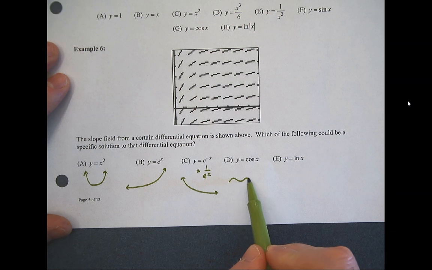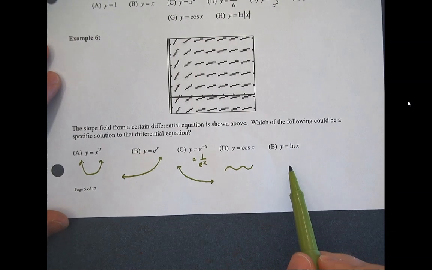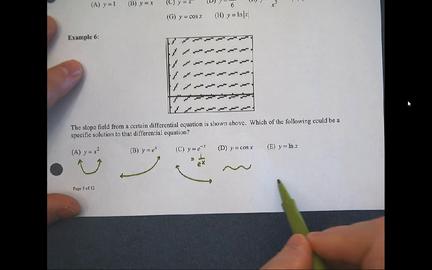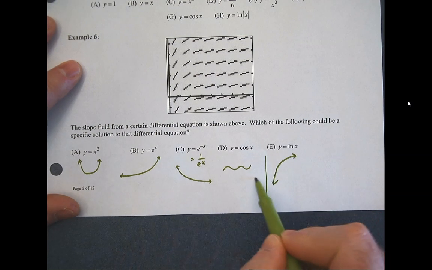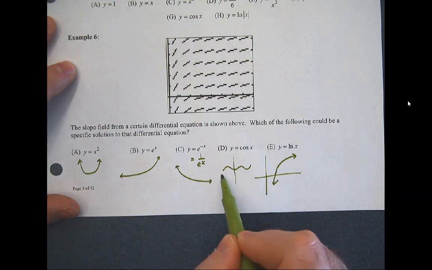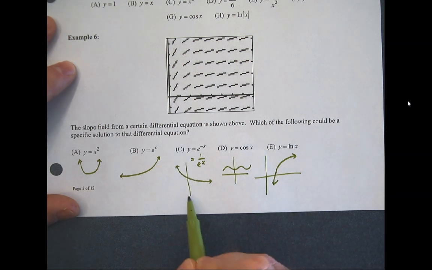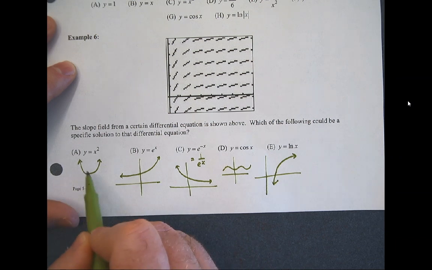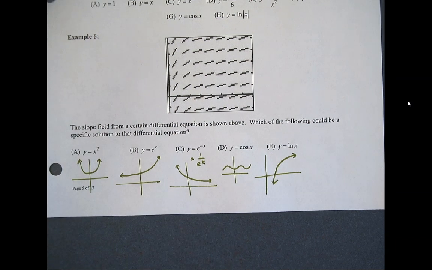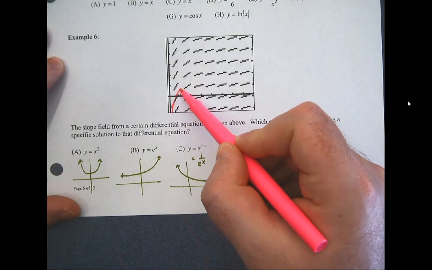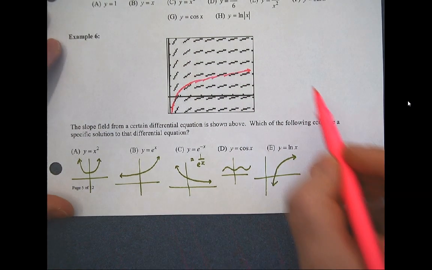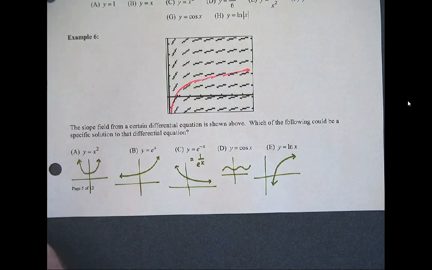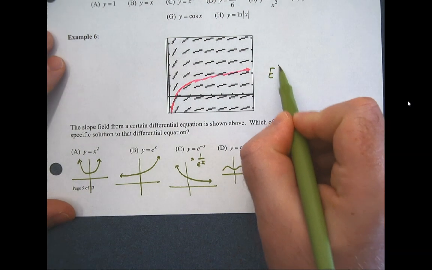Sine and cosine, we already talked about those. It looks something like this. Natural log is the same as e to the x, except instead of growing up and out, it grows sideways. So that one looks something like that. Probably should draw some coordinate axes. Okay, now if we go back to our slope field and try to draw a particular solution, I would say it looks something like that, which clearly is closest to E. So we're going to choose E as our best fit.